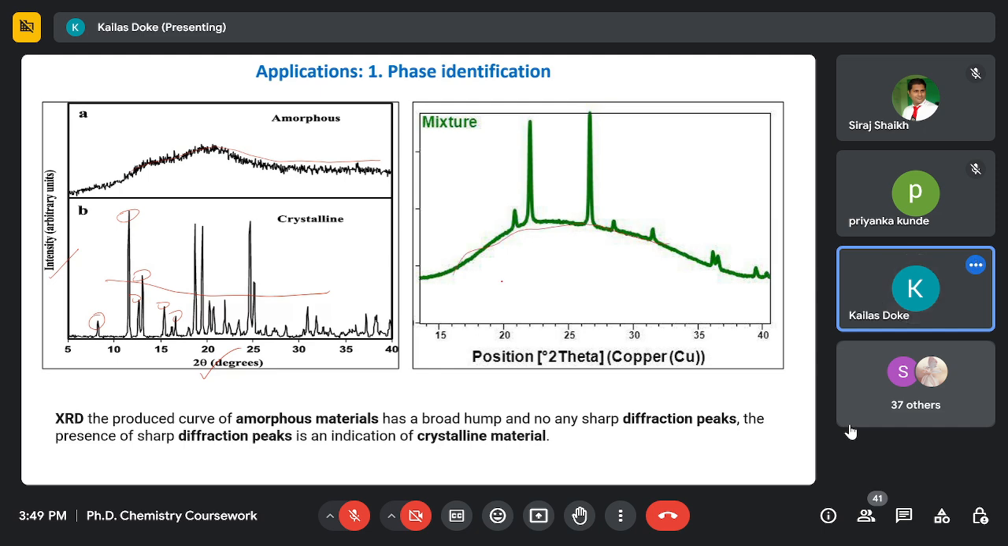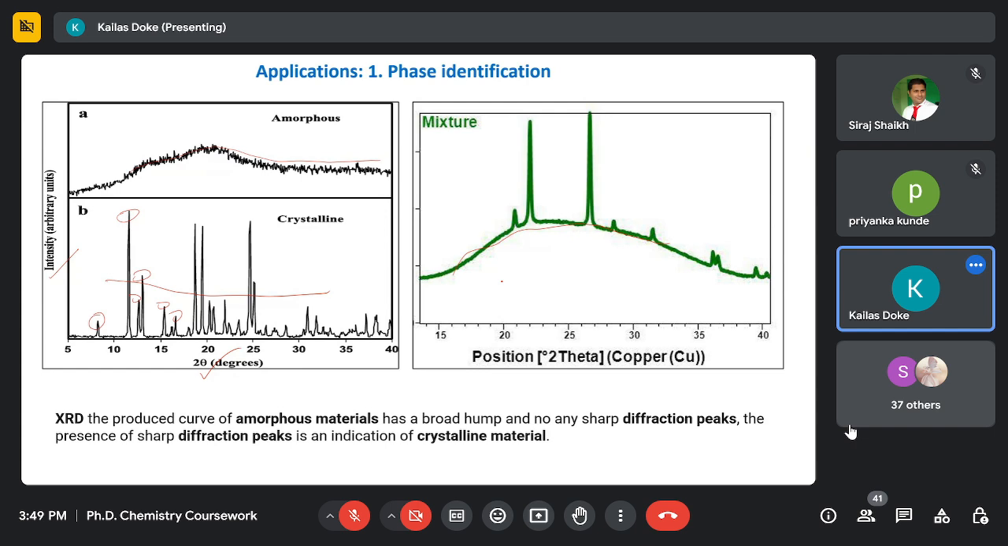You can see the second slide. All these photographs are taken from research papers, and you can clearly see that this sample is from an amorphous material, and this sample is from a crystalline material. So if it is a broad hump or no sharp peak, then definitely that material is amorphous. If it is a crystalline material, you can observe sharp diffraction peaks.